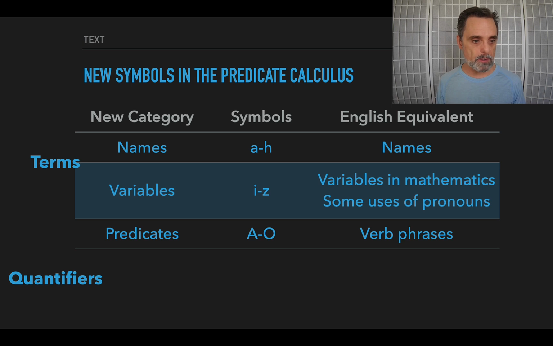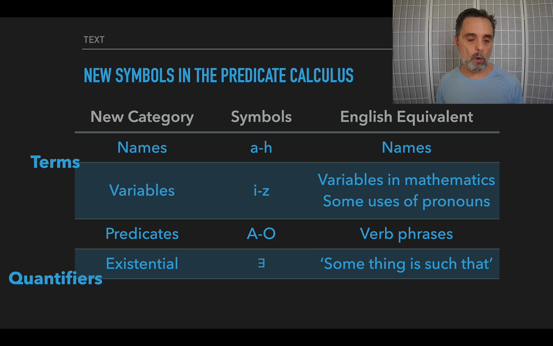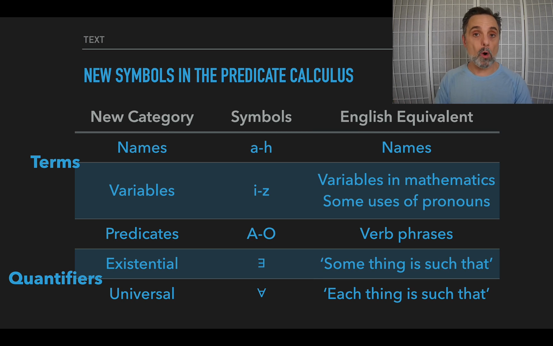And then we have our quantifiers, and there are going to be two of them. There's what we call the existential quantifier. It's the backwards E for exists, and it means something is such that, or at least one thing is such that, at least one. The other is the universal quantifier. It's the upside down A, and that's for basically all. And it means each thing is such that, or all things are such that.